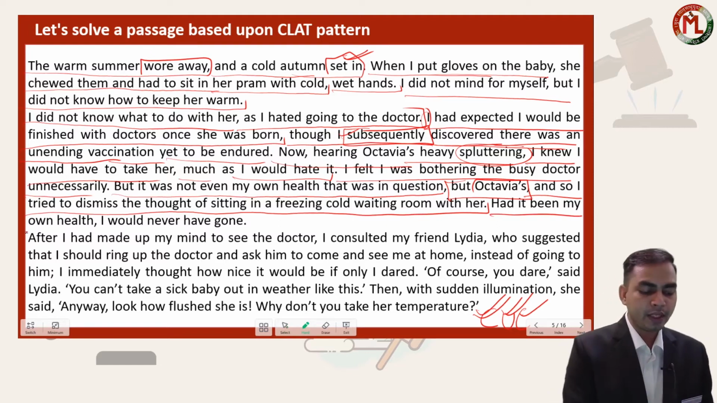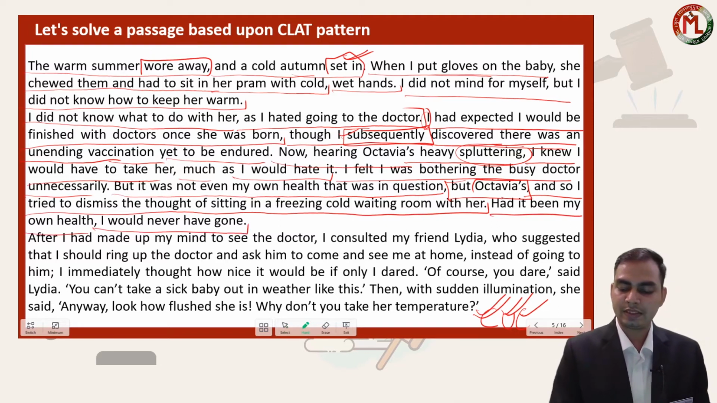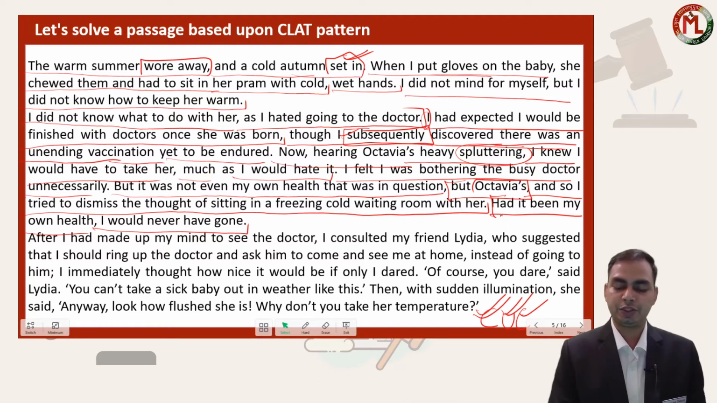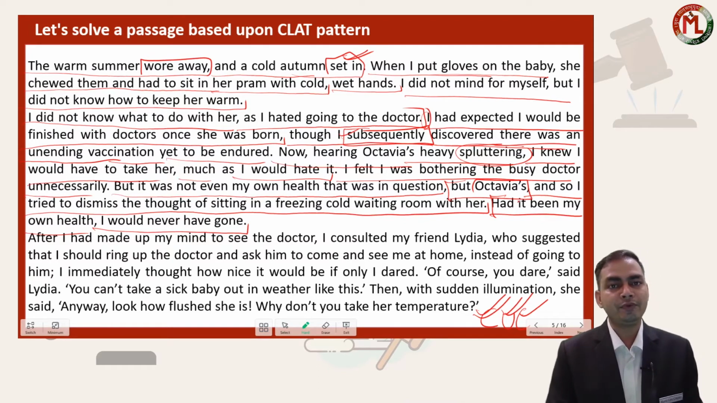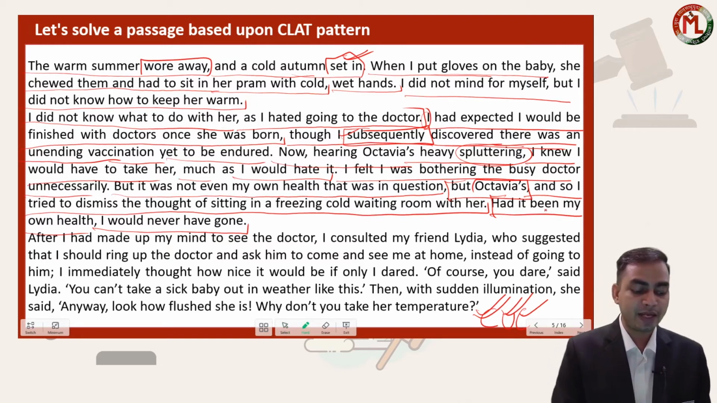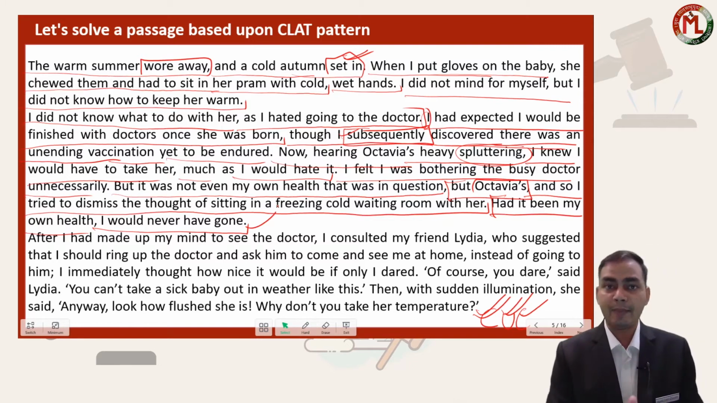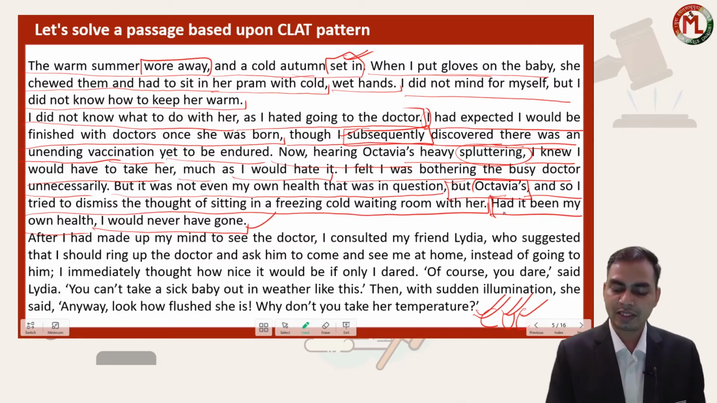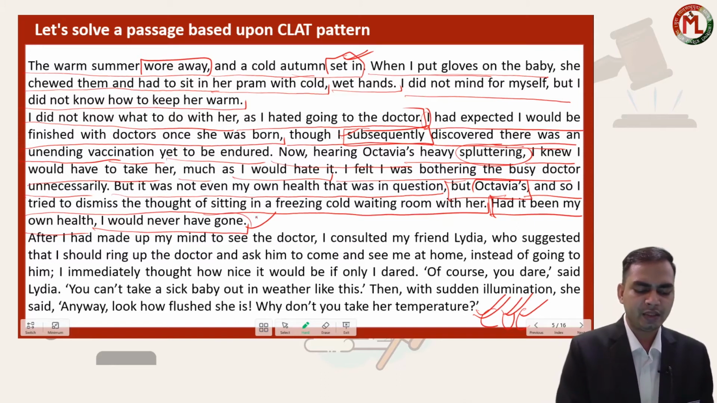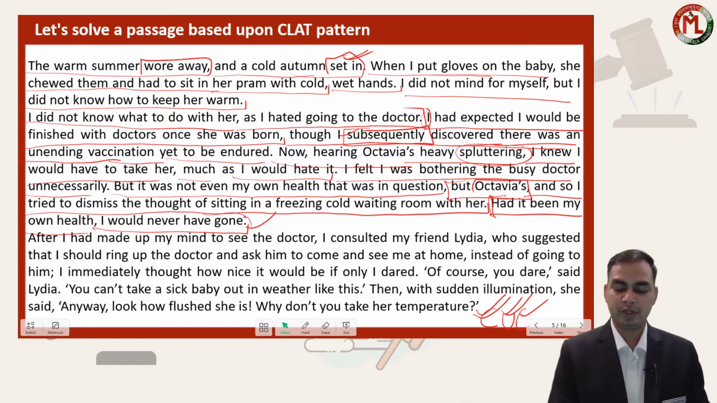Had it been my own health, I would never have gone. So this is a great example of the third conditional, where you have a past perfect tense in the first clause and would have plus participle in the second clause. So had it been my own health, I would never have gone. You need to be sure that grammatical questions can be asked from these kinds of lines too.